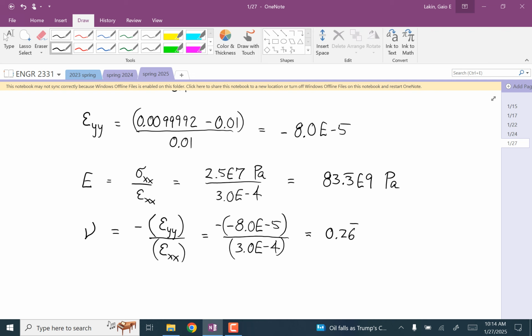And I said, if you don't know Poisson's ratio, with engineering materials, your best guess is just 0.3, and that's usually a reasonable guess, and this is close to 0.3.